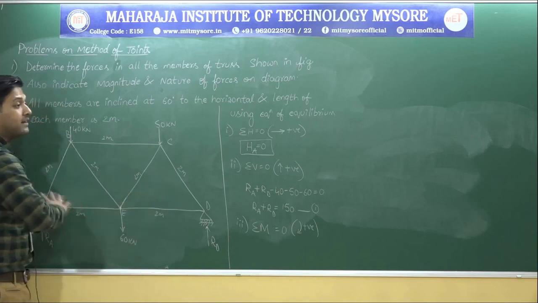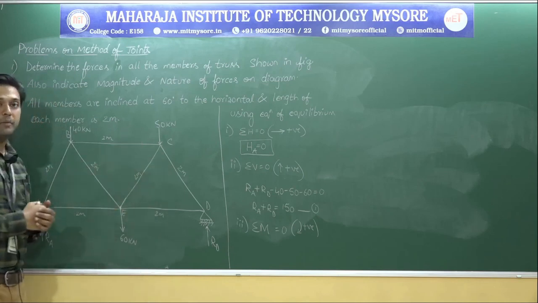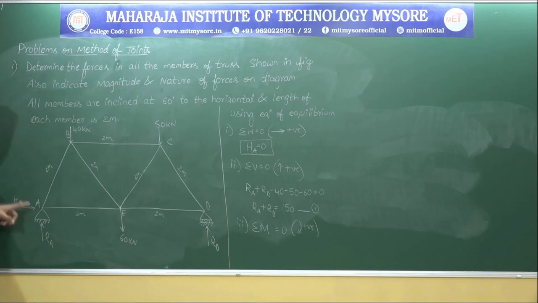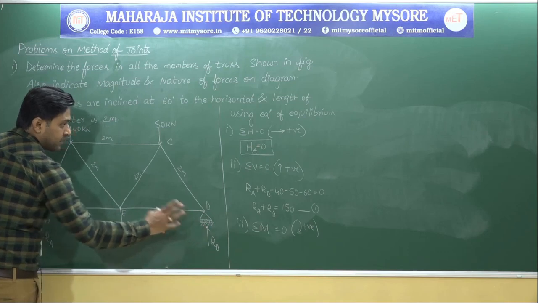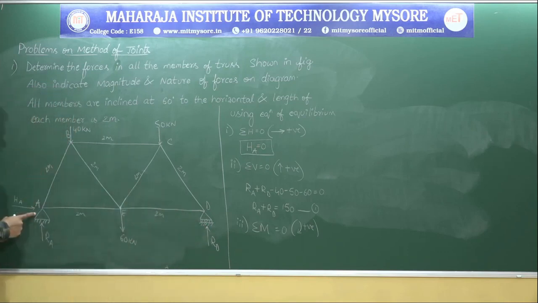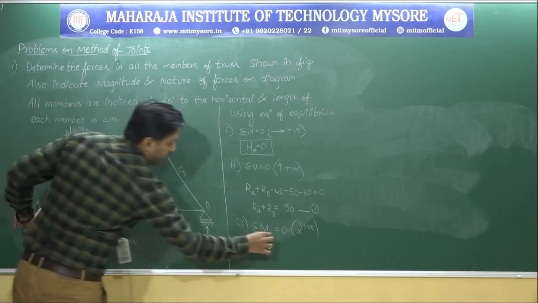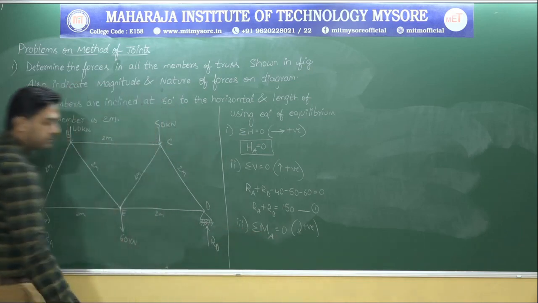So the forces are acting at different points, so I need to take the moment. Now let me take the moment about A point. Obviously, about these two supports I need to take either at A or at D. I already told you, where there are maximum number of forces, take moment about that point. So I will be taking the moment about A point.